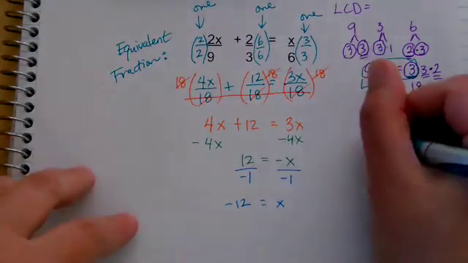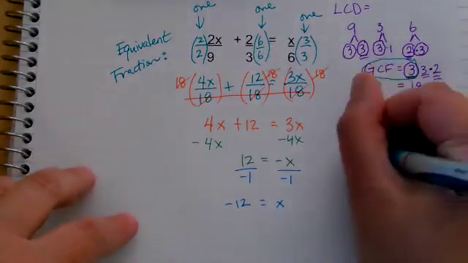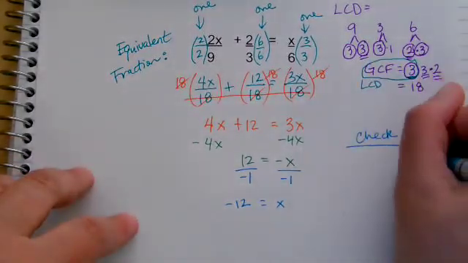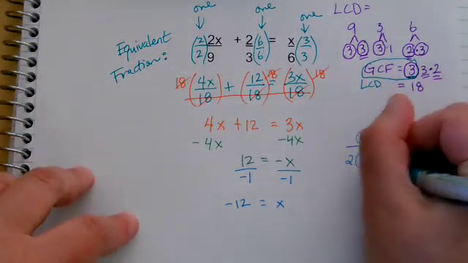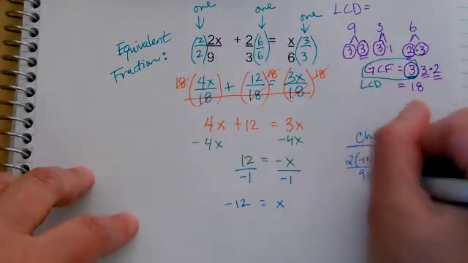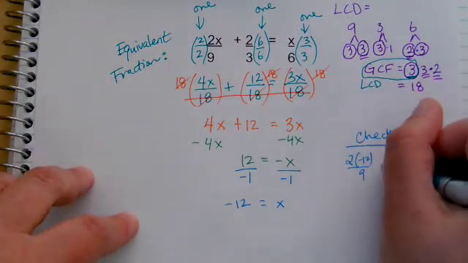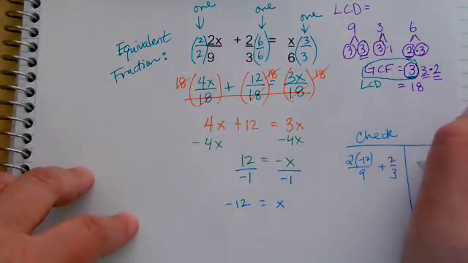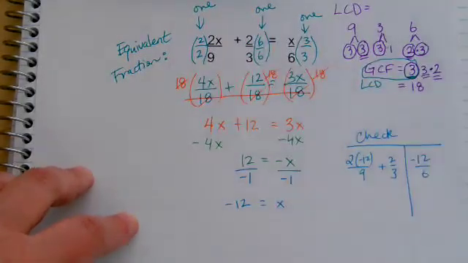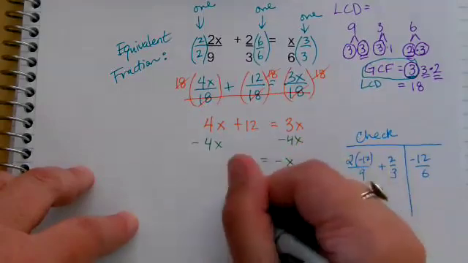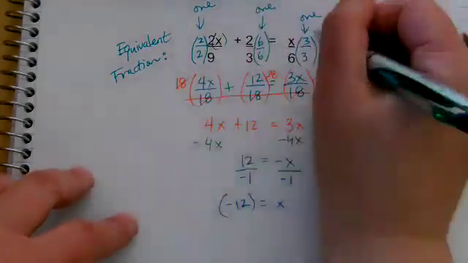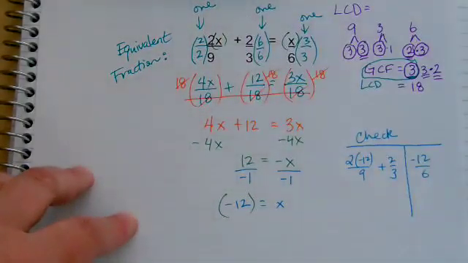Now, if that is correct, it will check. Okay, so this is the idea of the check. I have a friend who puts it in a T-chart. I kind of like this method as well. You can go 2 times -12 over 9 plus 2/3. Does this equal -12 over 6? Let's find out if it does. I'm just plugging in -12 anywhere I see an x in the original equation.